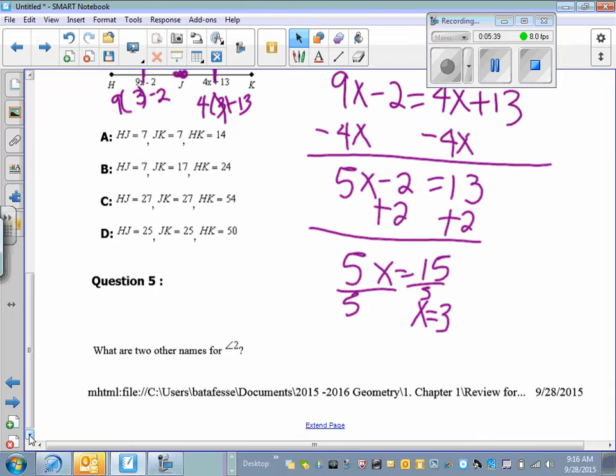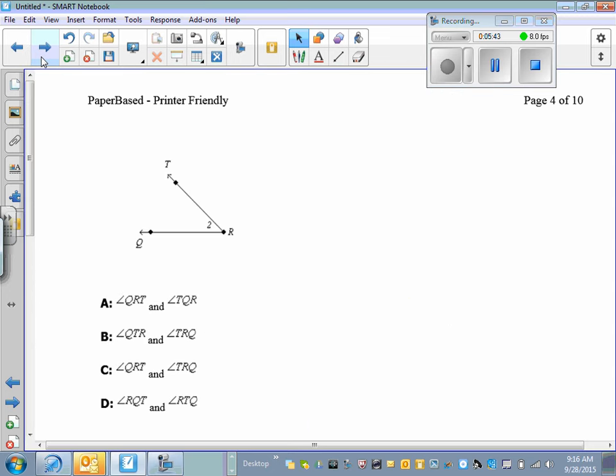what are two other names for angle 2? And the question is on the other side. Angle 2 is this angle. That means the vertex is R. So anything you're using has to have R in the middle. Okay, R needs to be in the middle of the letters. So make sure you pick the one that has R in the middle.